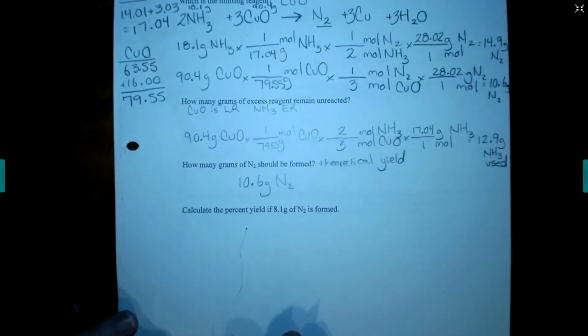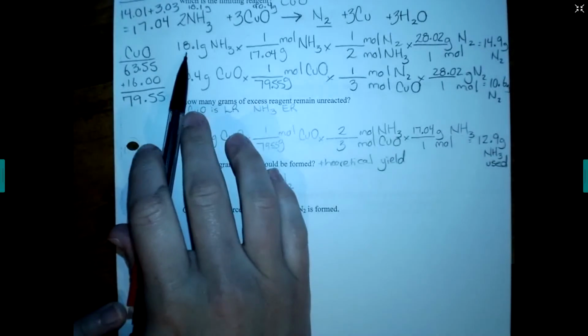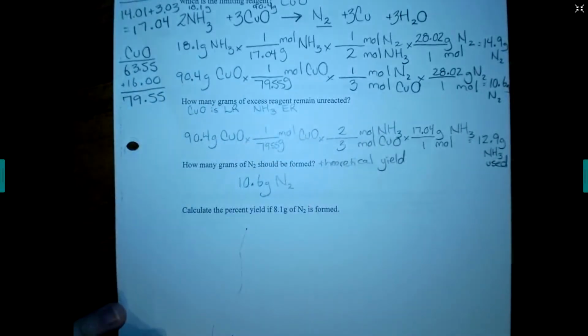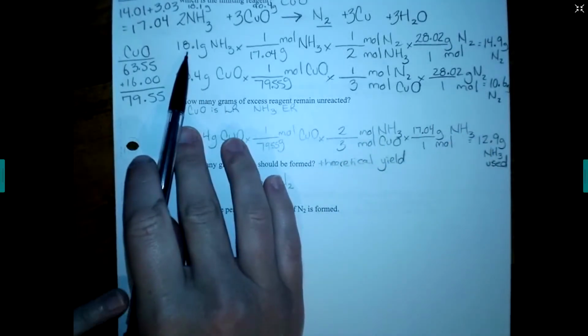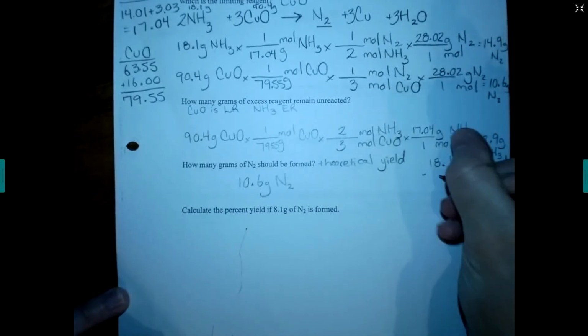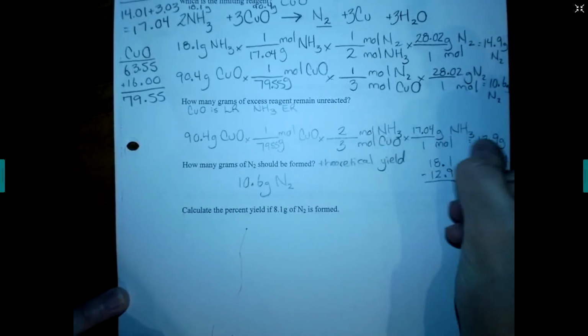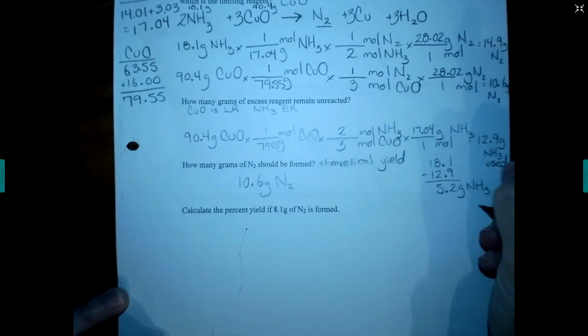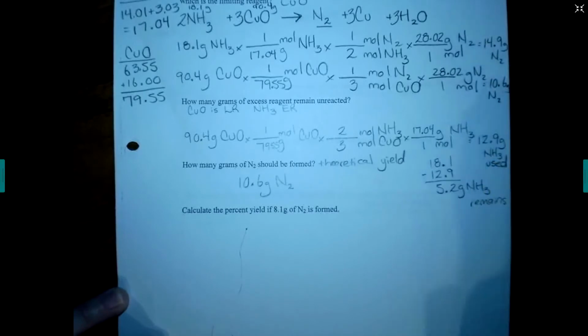So now I need to go back, look at my original amount of ammonia, and you'll notice that this number is less than 18.1. That's always a good thing to check for. When you get to this step, if you have a number bigger than that, you've done something wrong. So now I'm just going to subtract 18.1 minus 12.9. And I get 5.2 grams of ammonia remains. So that's the answer to question number 2.